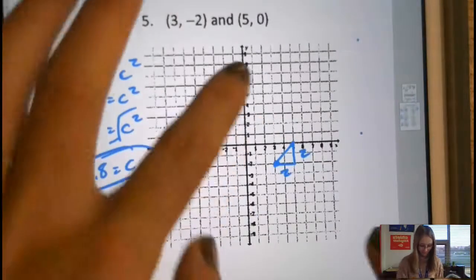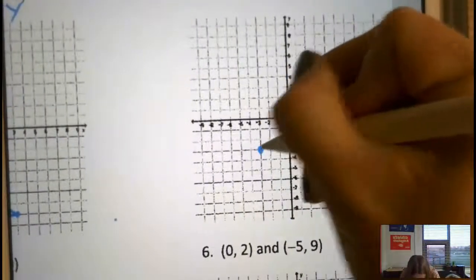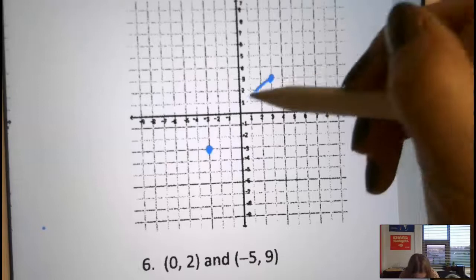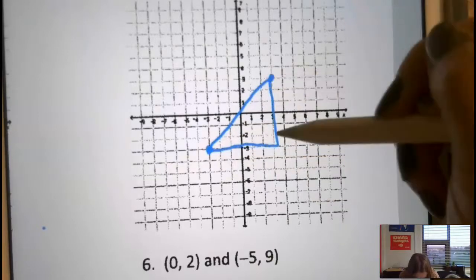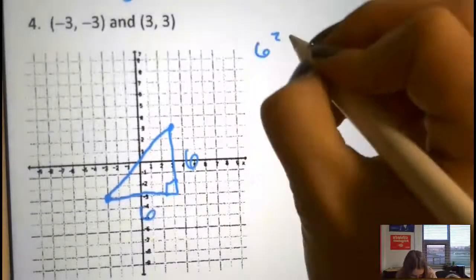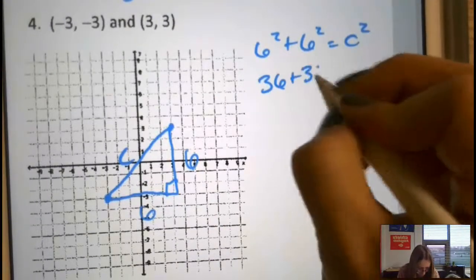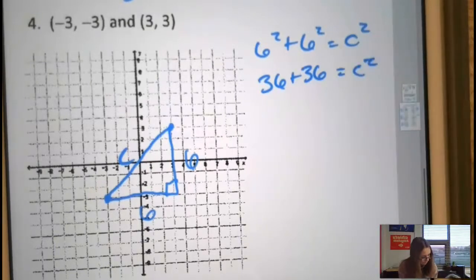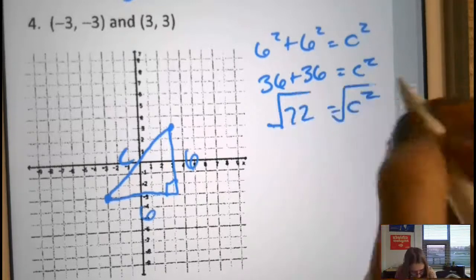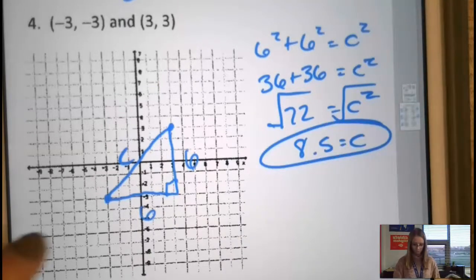Alright, there we go. Okay, I got a few more examples here. So at -3, -3, and at +3, +3. Alright, I'm going to draw my diagonal. There we go. That's a 6 by 6. So here we go. We got 6 squared plus 6 squared equals c squared. 36 plus 36 equals c squared. And then I got that 72 equals c squared. I'm going to square root both of those as my last step, and we get 8.5 for c.